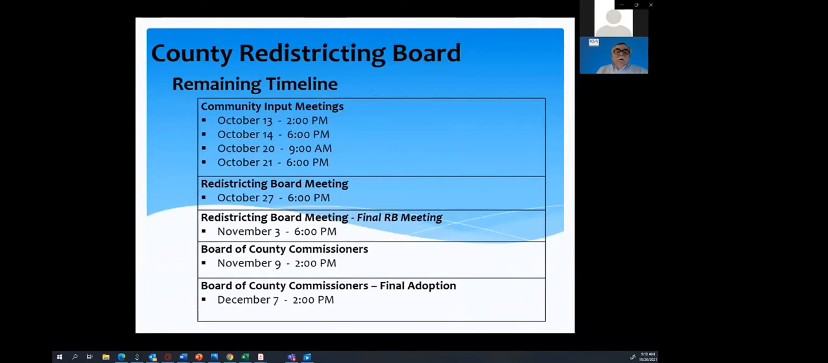Moving forward, after this meeting, there'll be a few other community input meetings where we're seeking input from the public on the current redistricting options being considered. There will be meetings of the redistricting board later in October, also in November, and then one or more recommendations from the redistricting board will be delivered to the Board of County Commissioners for their initial consideration in November, and then final adoption will occur in early December of this year.